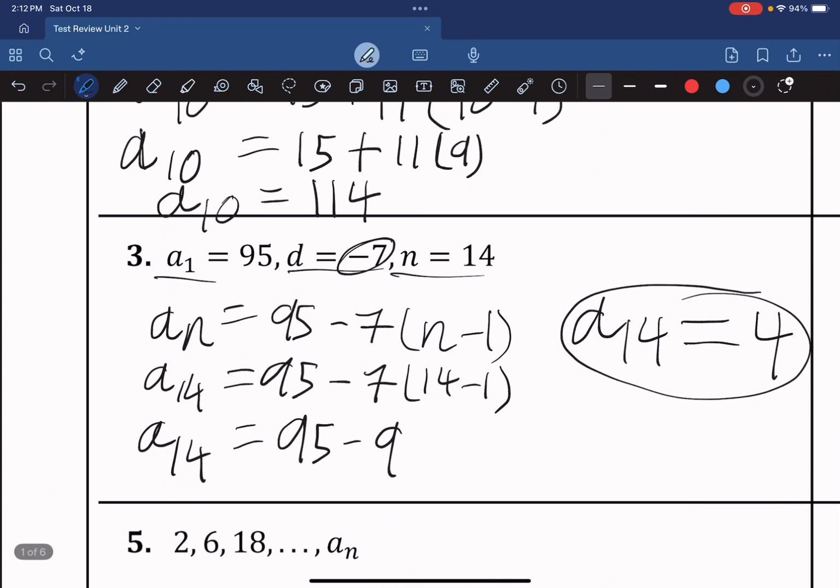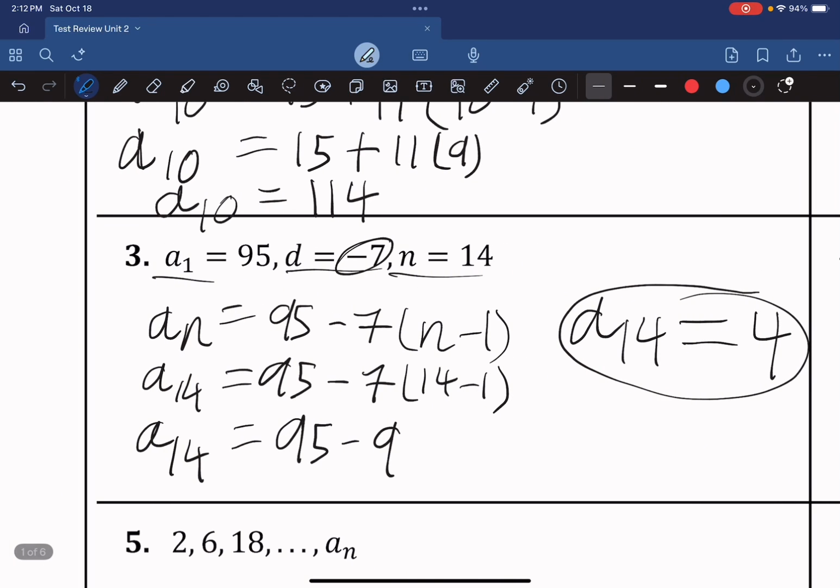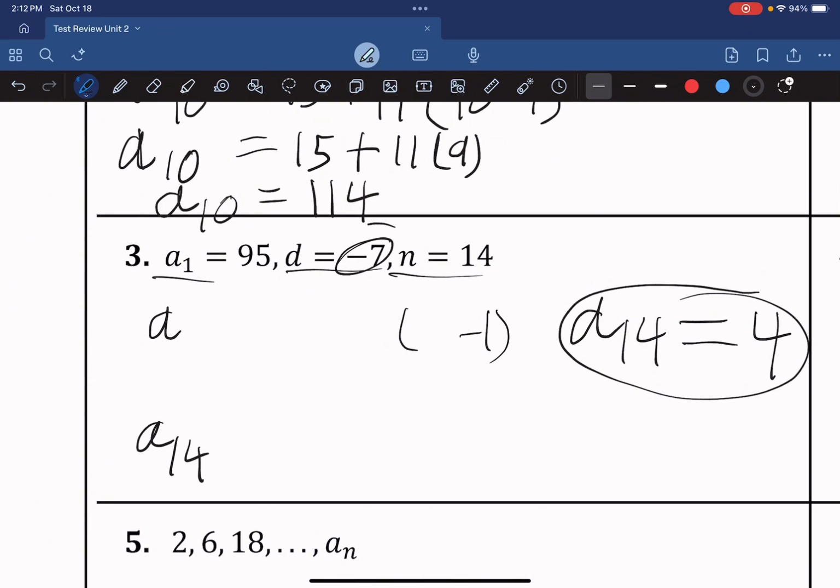And you see that since our d here is negative, if your n is positive, then it should be less than your a of 1, because you're going down in terms.